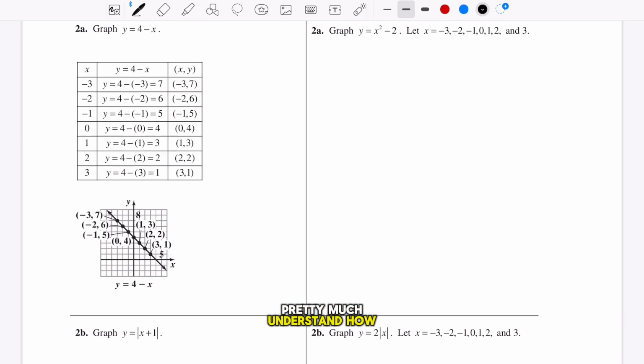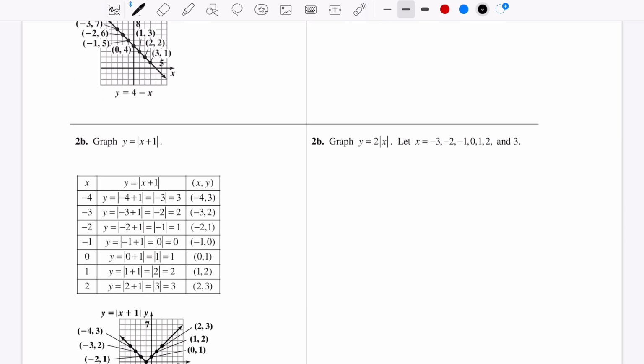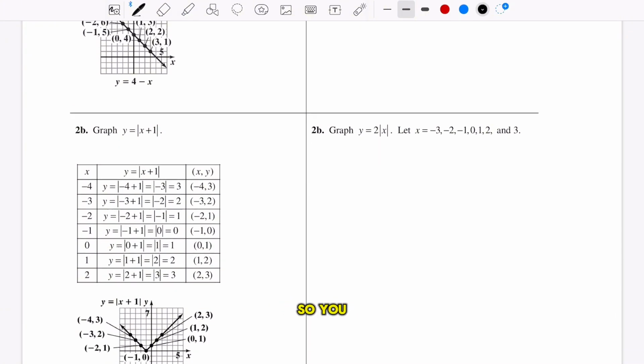Pretty much understand how to graph linear functions. This is an absolute value function on the left where it says 2b. So you just plug numbers in and you just evaluate. So that is how you figure out how to graph. You have your inputs, your x values, and then you have the process, which is here in the middle, and then you have your coordinates that you just plot, and then I think about it like connecting dot to dot.